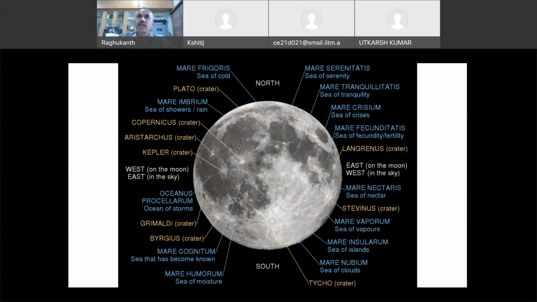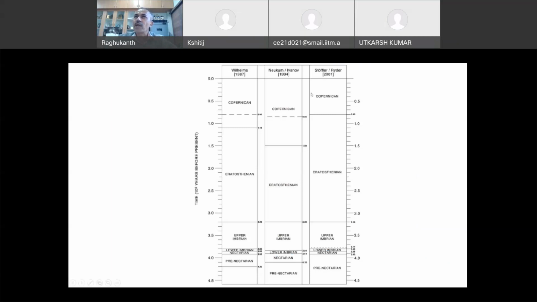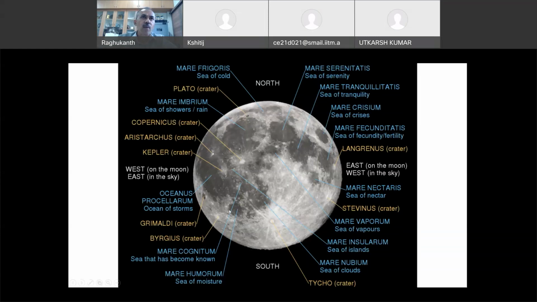And the most recent period they found on the Moon is the Copernican, basically. Copernicus is also a crater. So where is Copernicus? Can you see the Copernicus crater here? This portion. All of you can see. Is it visible? You can see the Copernicus. This is the one.